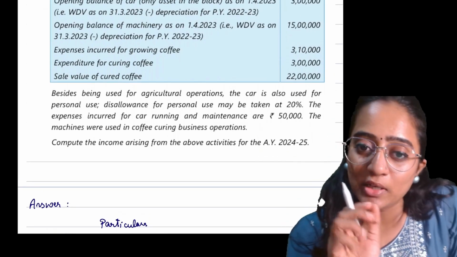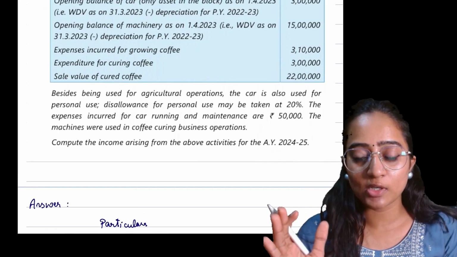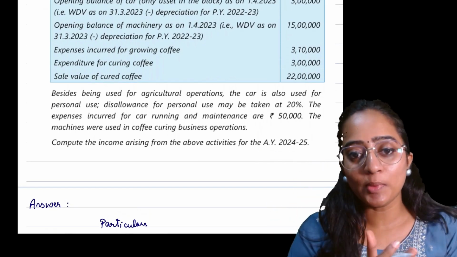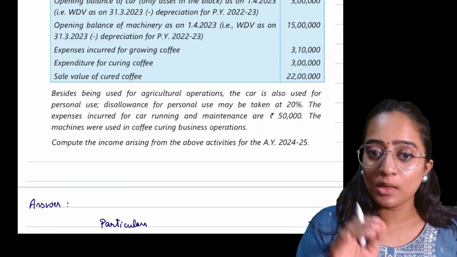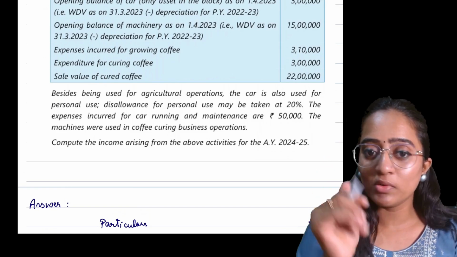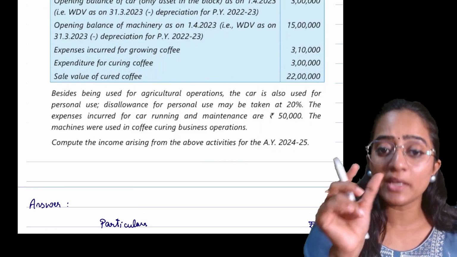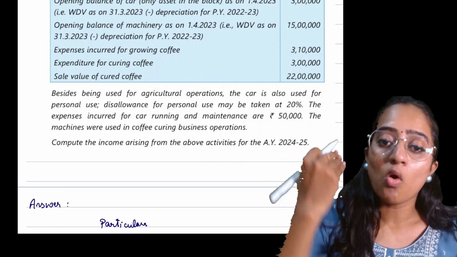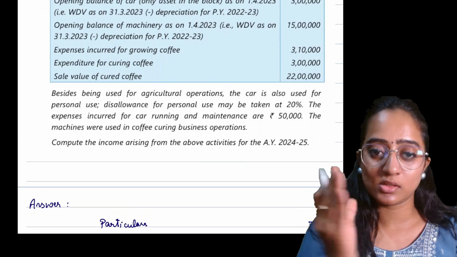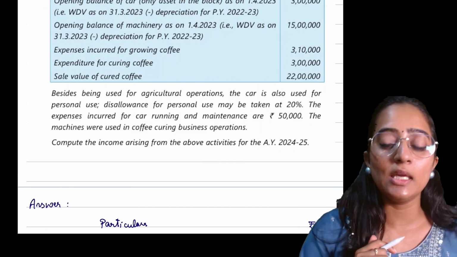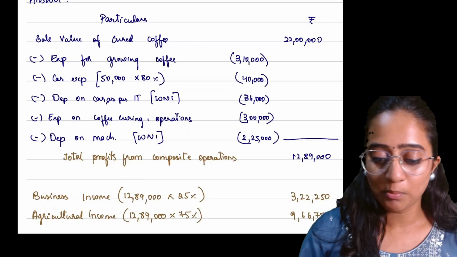So always remember, when it comes to composite income, a part of the income is going to be taxable as agricultural income and a part of the income is going to be taxable as your business income. When it is composite income, always remember it is not the turnover that you're going to apportion. It is the final income which you get after subtracting all the relevant expenses. Whatever the final amount comes, you're going to apportion as per the provision mentioned.